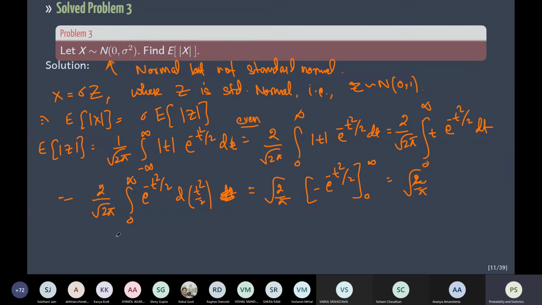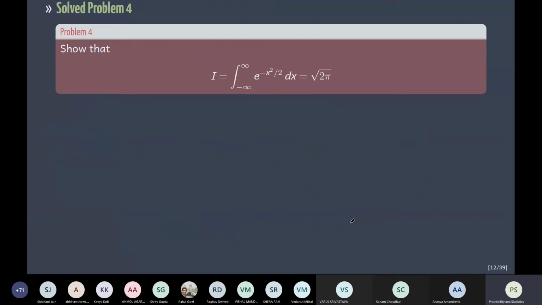Okay, so from here we know that the expectation of mod of x is sigma times the expectation of mod of z, which is sigma square root of 2 by pi. This is something we have already done when we were discussing the gamma distribution, I guess, right? So this part is already done. We don't have to do this anymore.